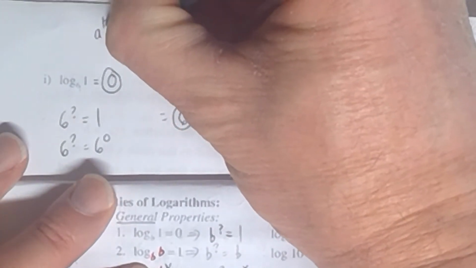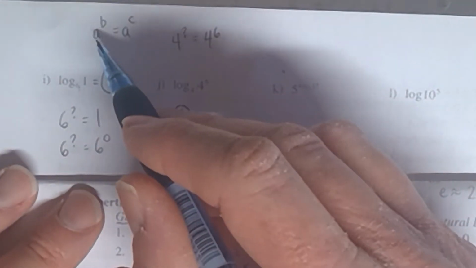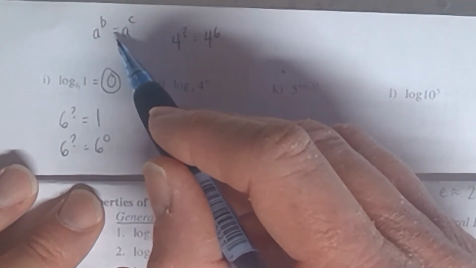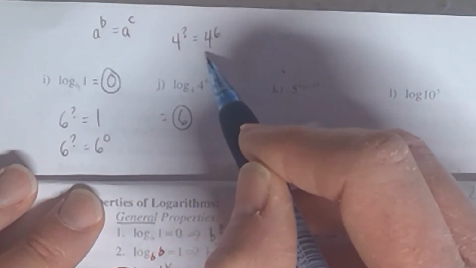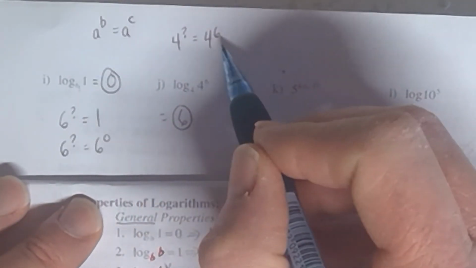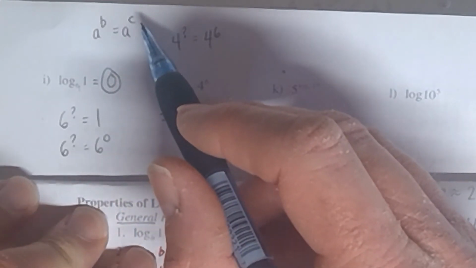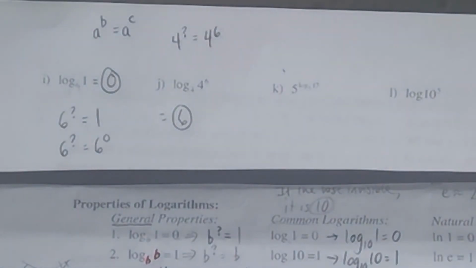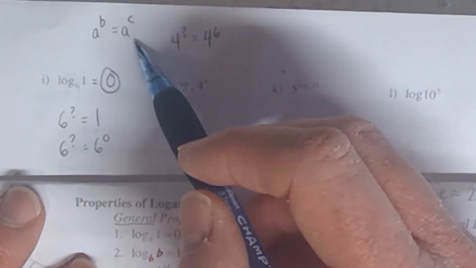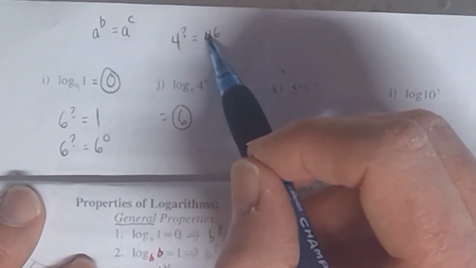If you have an equation where you just have a base and an exponent on each side of the equal sign, but the bases are the same, 4 and 4, for example, then the exponents must be the same. But that's only if you just have a base and an exponent on each side. If you have additional stuff on the left or right side, that's a little bit of a different story. But if it looks exactly like this, where the A and the A are the same, in this case 4 and 4, then that proves that the exponents have to be the same.